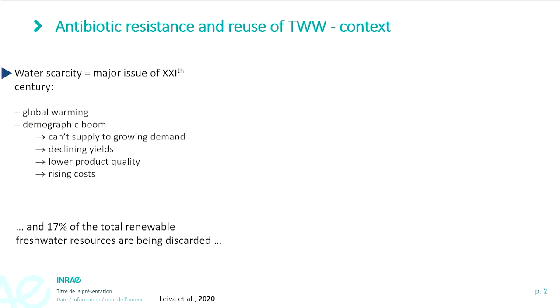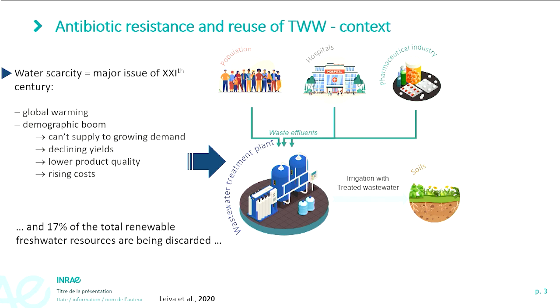So just a little bit of context, we already talked about that yesterday, but water scarcity is one of the major issues of the 21st century due to global warming and demographic boom. It impacts a lot of farmers who cannot supply the growing demand anymore, and are undergoing declining yields, lower product quality, and rising costs. And besides all of it, about 17% of the total renewable freshwater resources are being discarded. So to remediate this issue, several countries have already implemented the reuse of treated wastewater as a means of irrigation of soils and crops.